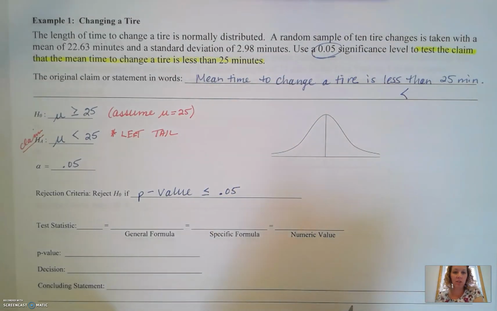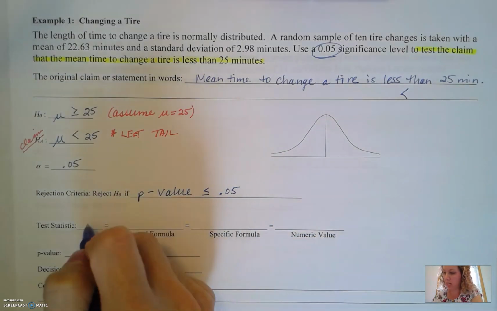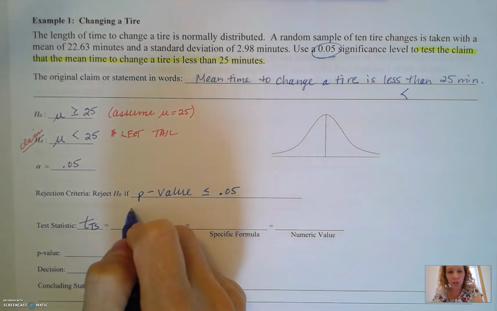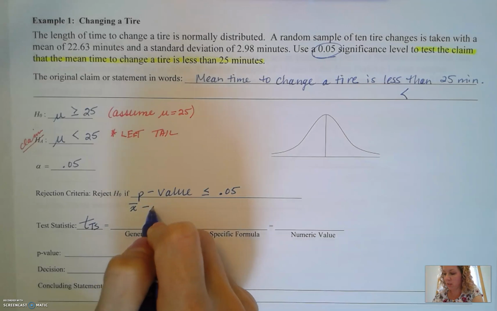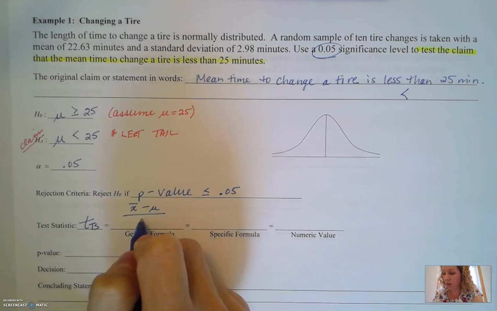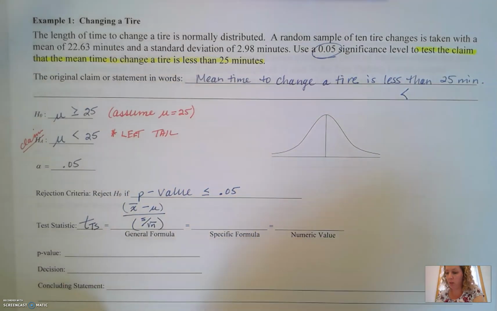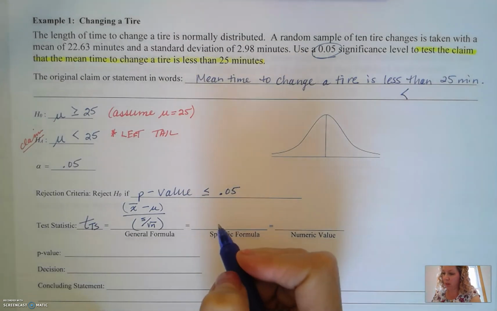Our test statistic. To calculate our test statistic, we're going to use a t-test statistic since it's a mean. Our formula, you can look it up on your formula sheet. It's going to be the sample mean x bar minus the claimed mean mu, all divided by s divided by square root of n. I'm going to put parentheses around the numerator and parentheses around the entire denominator there. Now to look up our values.